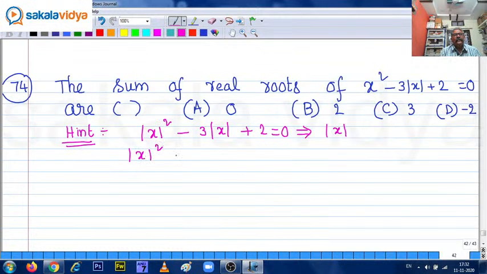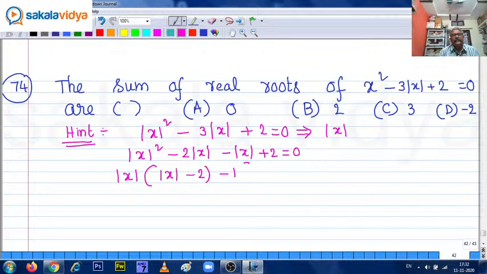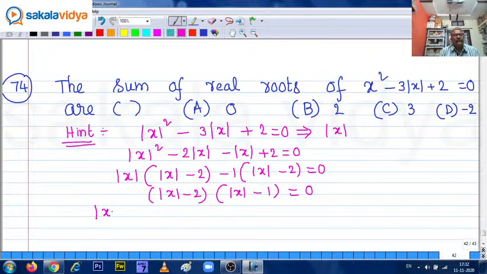So mod x square minus 2 mod x minus mod x plus 2 equals to 0. Take mod x common. We have mod x minus 2, minus 1 common, mod x minus 2 equals to 0. So we have mod x minus 2 common and mod x minus 1 equals to 0. So mod x equals to 2 and mod x equals to 1. So x equals to plus or minus 2, x equals to plus or minus 1.